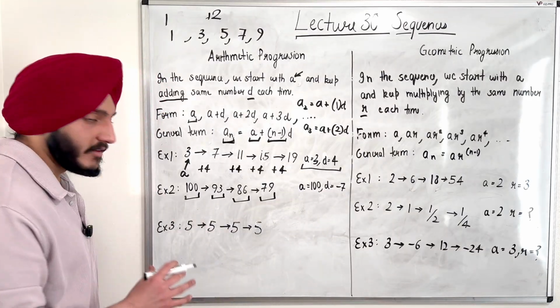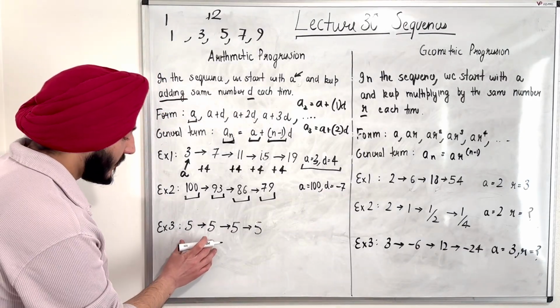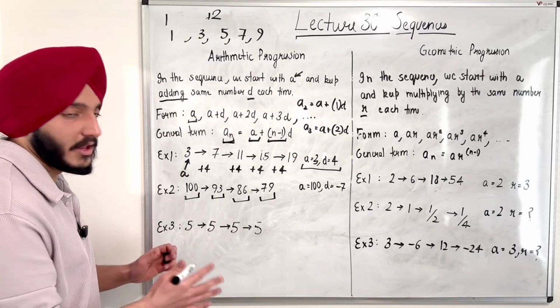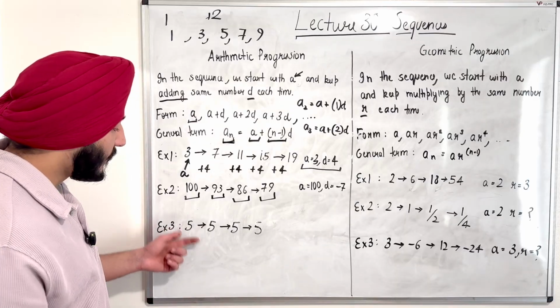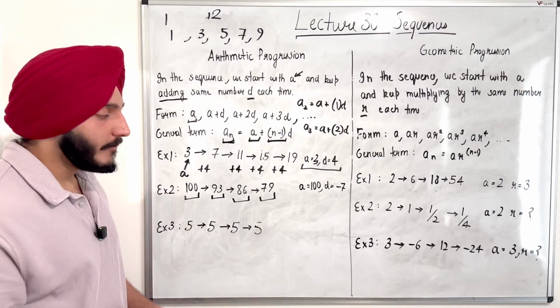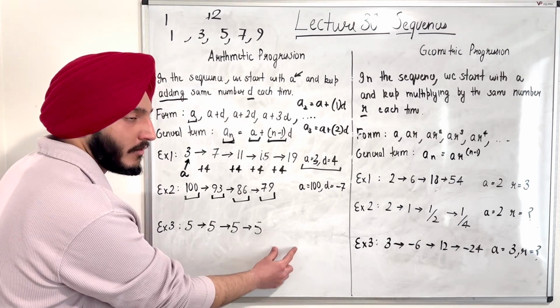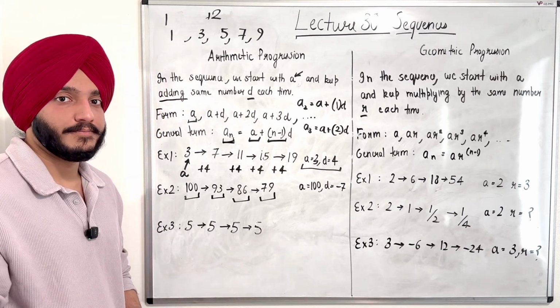In the last case, let's take a look at the last case. So I've given the sequence over here, right? But if you look at this carefully, literally nothing is happening, right? It's just 5, 5, 5, 5, right? So I want you guys to try to pause the video and try to figure out what is the a value and the d value in this case.